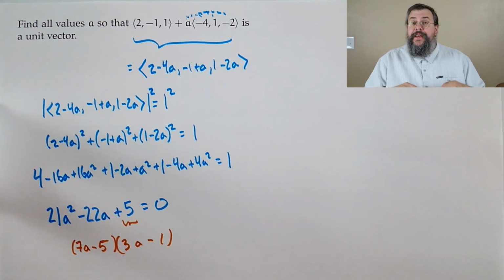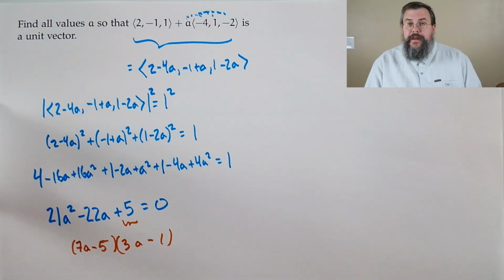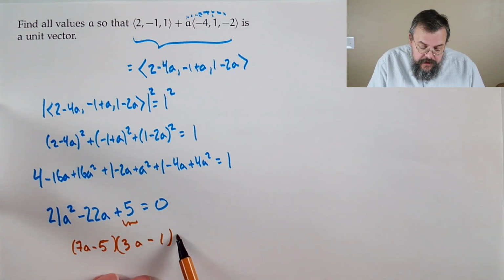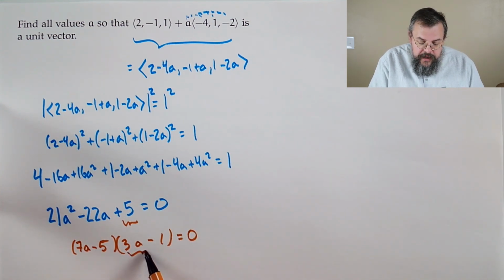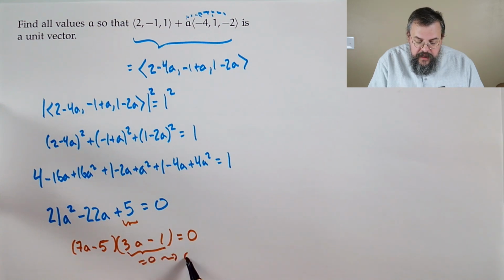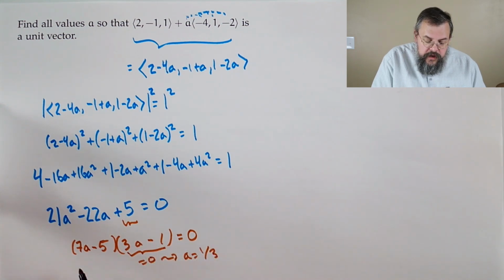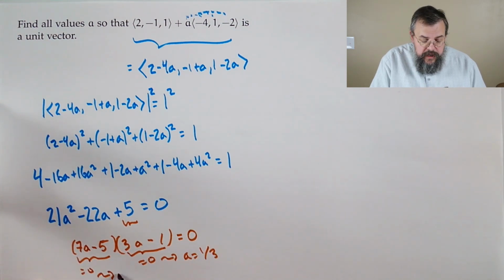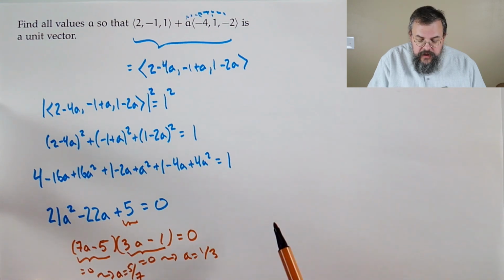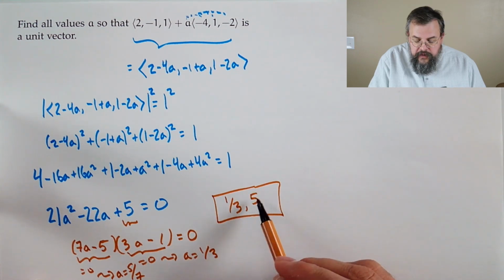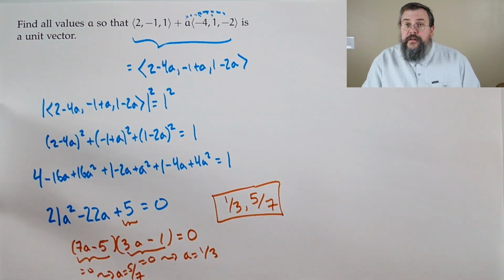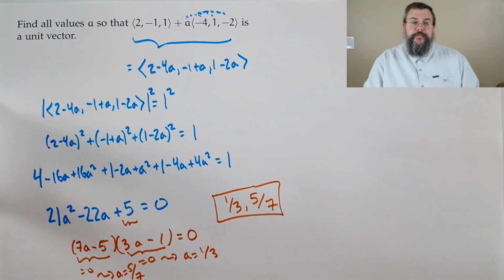It does work. If you'd use the quadratic formula, you would end up at the same set of answers, and that's okay too. All right, so lo and behold, we see, aha! This tells us what? Well, either 3a minus 1 equals 0, which happens at a equals 1/3, or 7a minus 5 equals 0, which tells us that a would have to be 5/7. So there's two possibilities, 1/3 and 5/7. And that's it. Those are the two answers. So there's two of them.